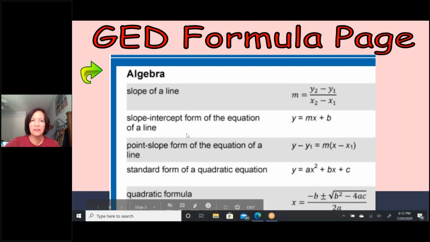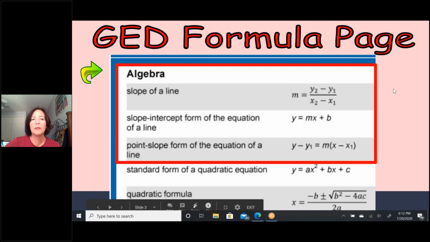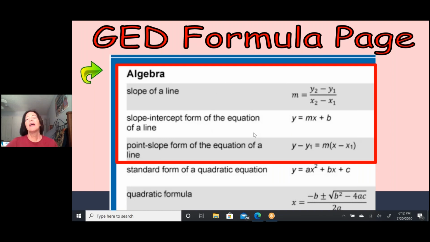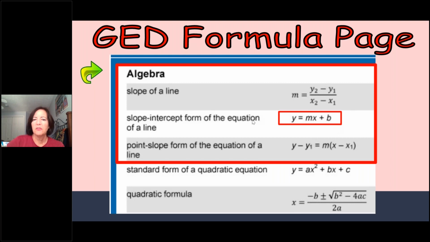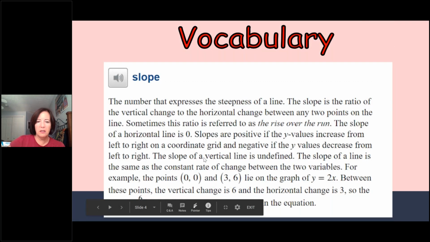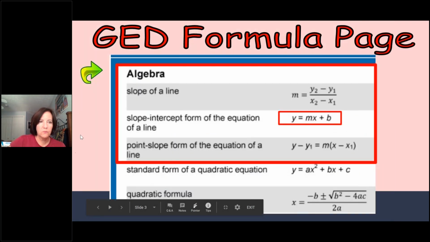And that formula page actually looks something like this. This is not the whole formula page, but it's the algebra section of it. And so you could divide that into 2 sections. The top section is all linear algebra, and that's what we're going to be talking about today. And there are 3 formulas that they provide to you while you're taking the test. And honestly, y equals mx plus b, the slope-intercept form of the equation of a line, this would be the most important of those 3. And then, yeah, we're not going to go over that.